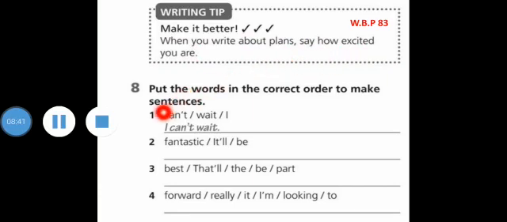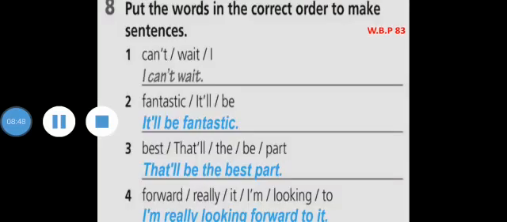Number 8, put the words in the correct order to make sentences. You have 30 seconds to think about it. Let's have a look at your answers. I can't wait. It is to express your feelings. It will be fantastic. Number 3, that will be the best part. And number 4, I'm really looking forward to it. All these expressions or sentences express your feelings.